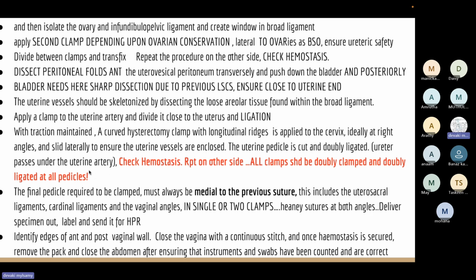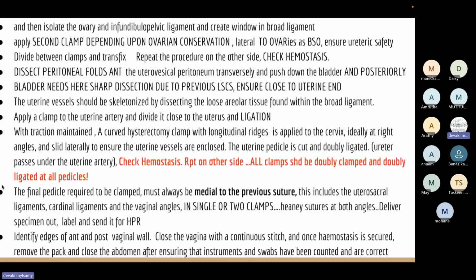The ureter passes under the uterine artery. That's the reason we do not take parallel clamps, because the ureter is very close to the uterine artery. So how you are going to apply it? You have to say that check hemostasis. Repeat the procedure on the other side. Check hemostasis. All clamps should be doubly clamped and all pedicles should be doubly ligated for adequate hemostasis.